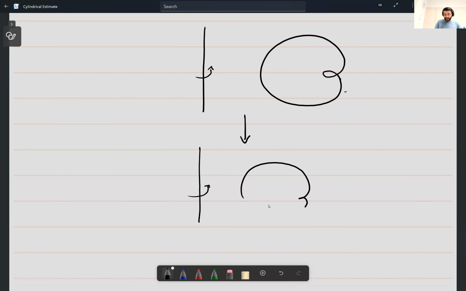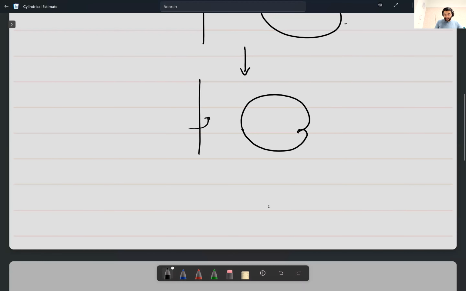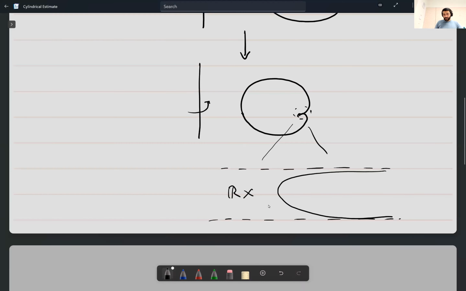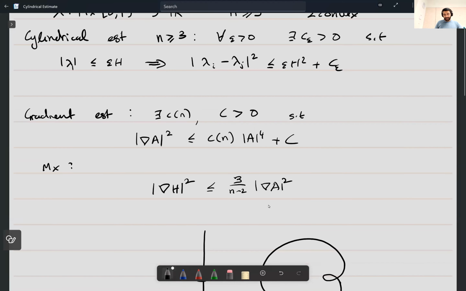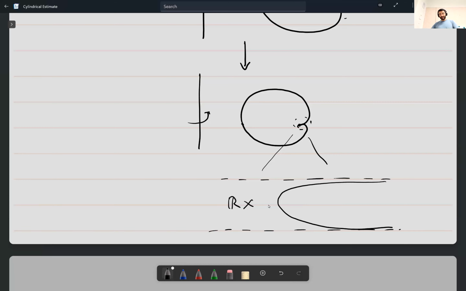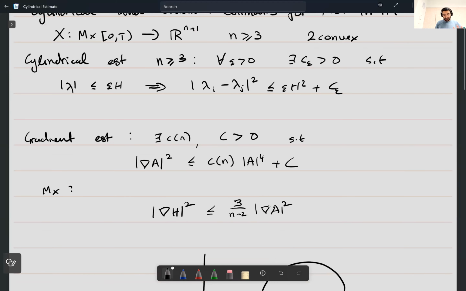It's kind of a cusp rotated around the axis. Now, if you blow up around this point here and zoom into that, you get a singularity which is modeled on the translator, the Grim Reaper hyperplane, cross R. So this is clearly not cylindrical. It's like a hyperplane, so it's not cylindrical. So the cylindrical estimate is definitely false.